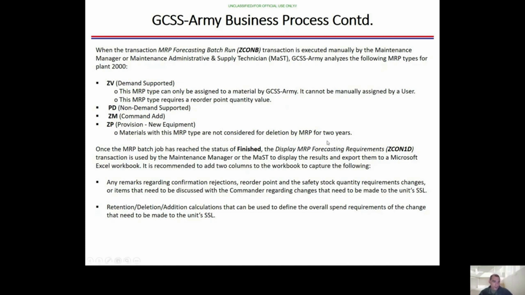All right. So once the MRP batch type has reached the status of finish, okay, so once you run your ZCOM Bravo, then you're going to display the forecasting requirements of ZCOM 1 Delta transaction, okay, and that's again used by your maintenance managers and MATs to display and resolve and export it to Microsoft workbook. So I'm going to show you guys how to do in another video, Microsoft Excel, how to actually do the analysis part, the analyzer. All right. It's recommended you add 2 columns to the workbook to capture the following. One, you're going to add a remarks column, confirmation rejections or reorder points and safety points. And then you add another column for retention, deletion calculations, okay?